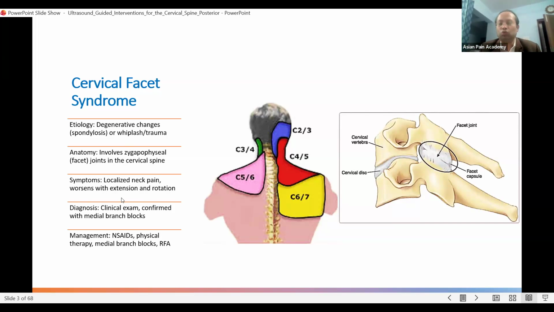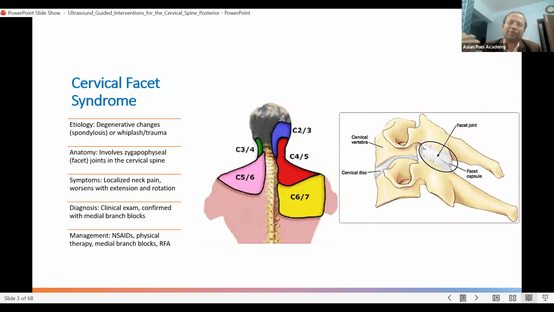So remember, when we do flexion, there is more chance of exaggeration of pain in a disc prolapse or radicular type of pain. But when it is facet joint, most commonly it is exaggerated by extension or lateral rotation. Diagnosis is mainly clinical examination, but medial branch block is also a technique to confirm this pain generator.